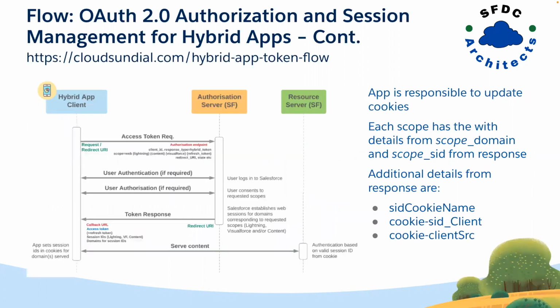So looking at the flows, and I've been using the Cloud Sundial flows extensively because they're great and I didn't see a reason to recreate them. And so this is the flow directly from there. One of the things that's interesting is your hybrid client is going to be going through the process of requesting the access token with the grant types that I just described and the scopes that you're requesting. Once you do that, authentication is going to be performed if it's needed, and authorization. The token is what gives you back your session ID for your different scopes, and also it gives you your domain and your session IDs.